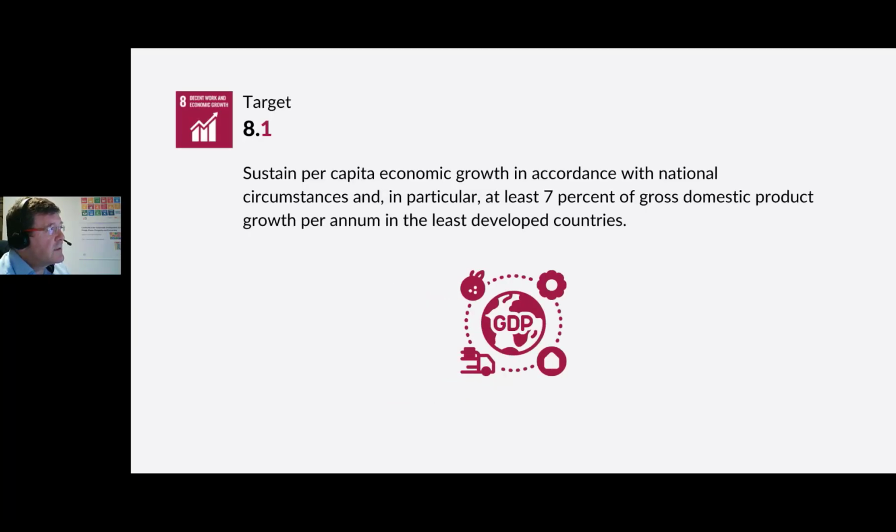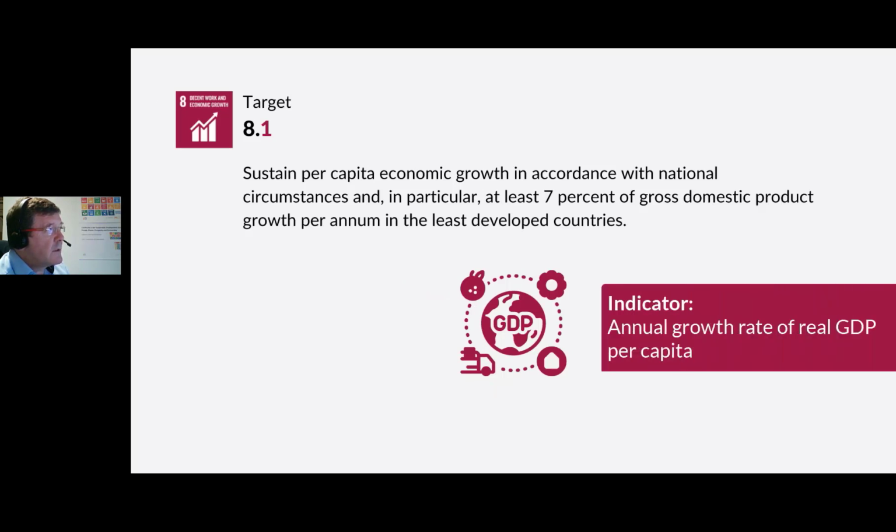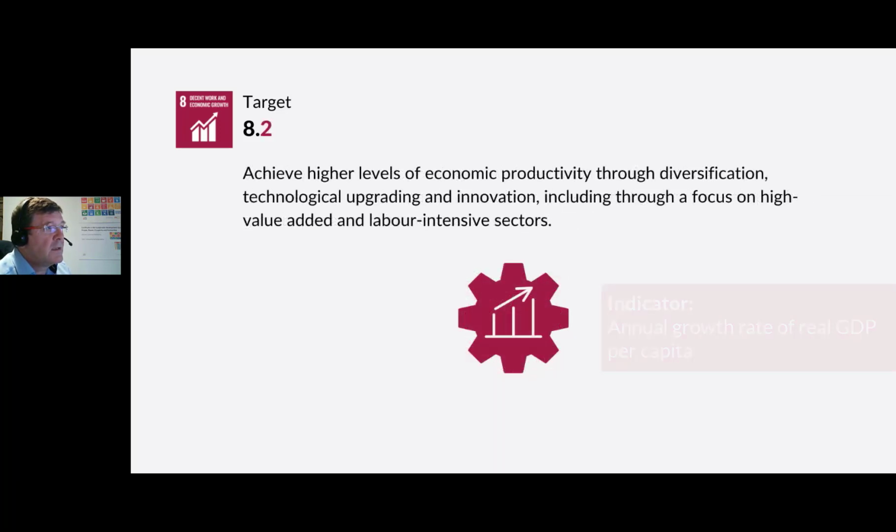So to monitor this, we're looking at the annual growth rate of real GDP per capita for each of the countries. And you can see there that there's a higher target for the least developed countries. Target 8.2. Achieve higher levels of economic productivity through diversification, technological upgrading and innovation, including through a focus on high value-added and labour-intensive sectors.